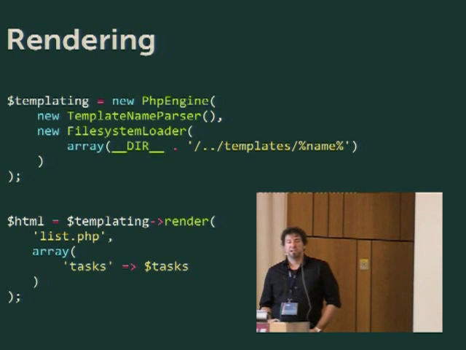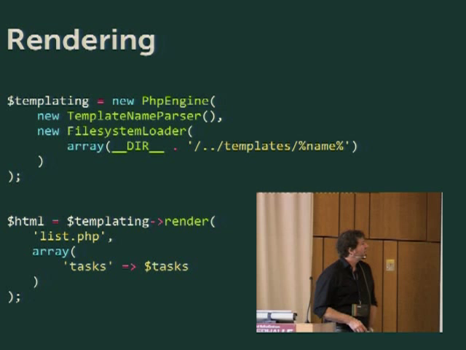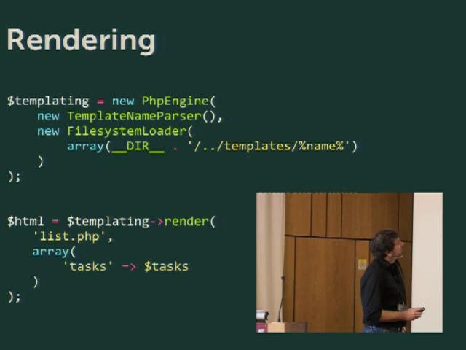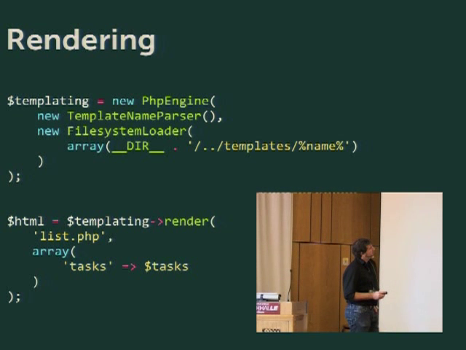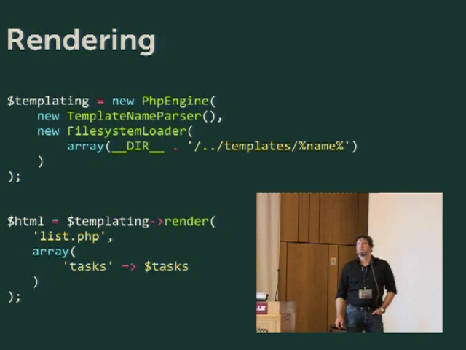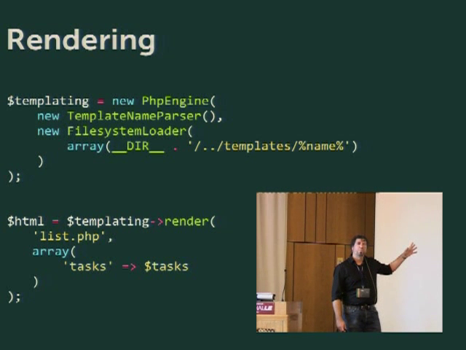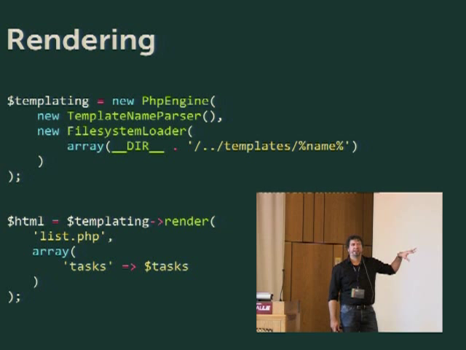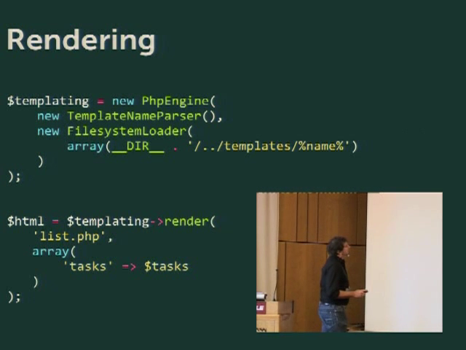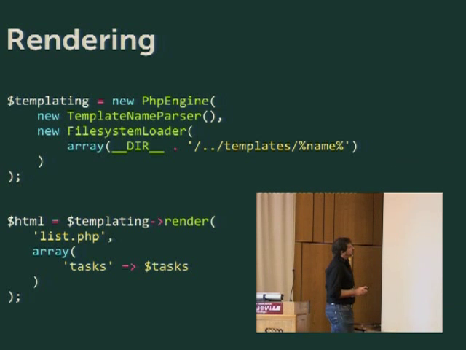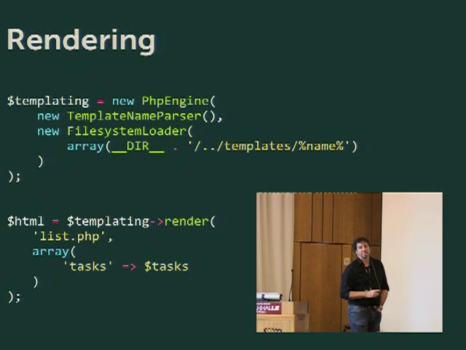Setting up the rendering engine is really easy. It includes a loader part that you can use to load templates from several locations. You can replace that loader with a database loader, for example, or something else if you don't want to load your templates from the disk. And once you've configured that, you only need the short template name.